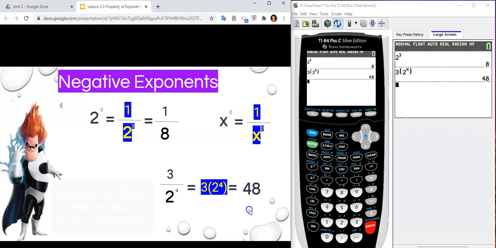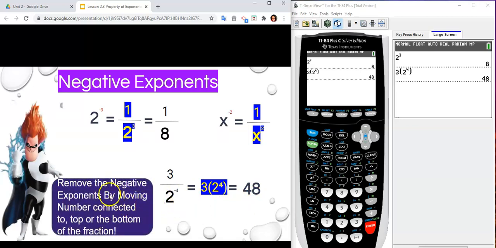All right. So now we know that we remove negative exponents by moving the number it's connected to either to the top of the fraction or to the bottom of the fraction. It's just as simple as that. You don't have anything else to do. Just move the exponent to make it positive.